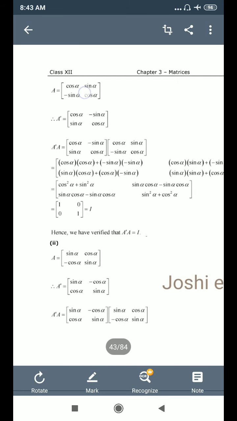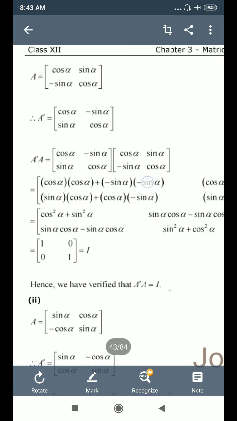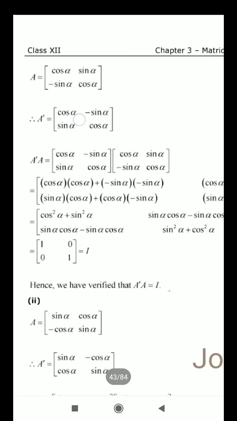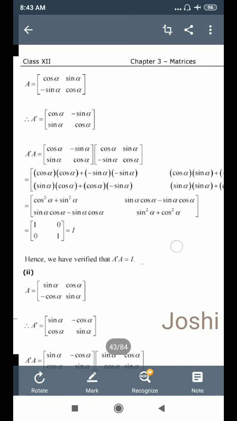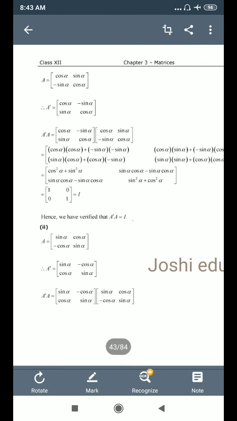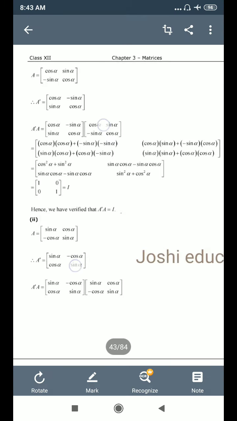This is matrix A. To find A transpose, we have changed first row into first column, second row into second column, like this. Now you will take the product of A and A transpose. So you multiply. The multiplication part I am not explaining. Try to solve yourself. Although it is given over here, if you have any doubts, you can take help from this.